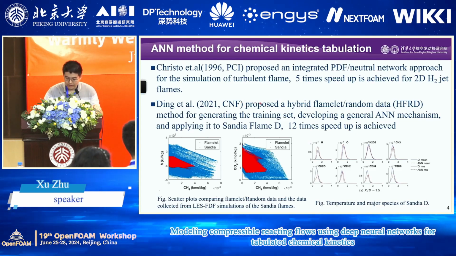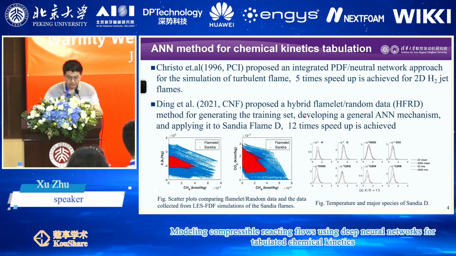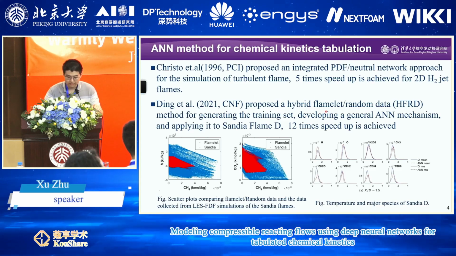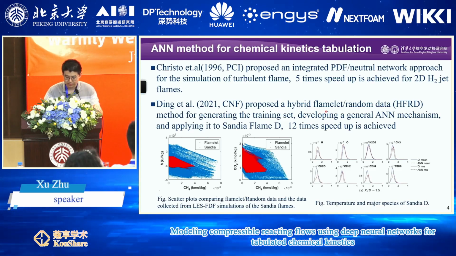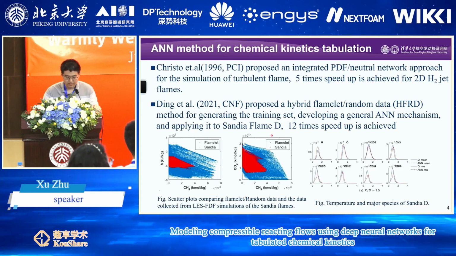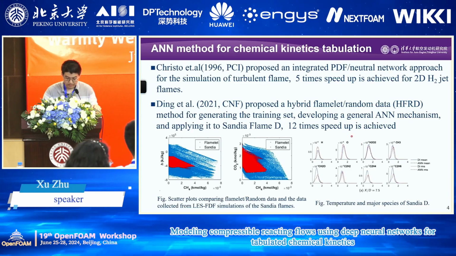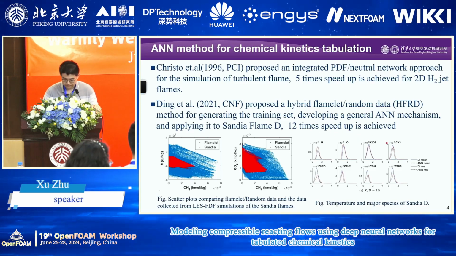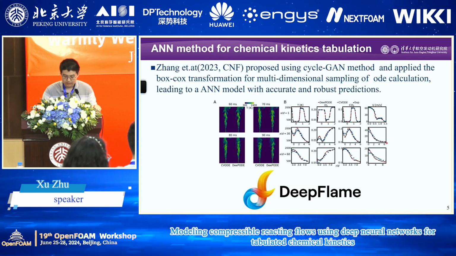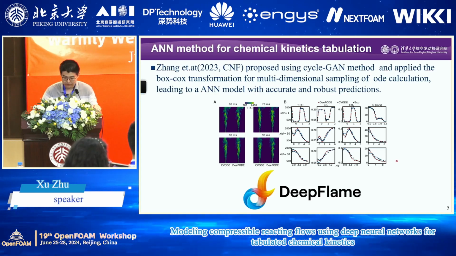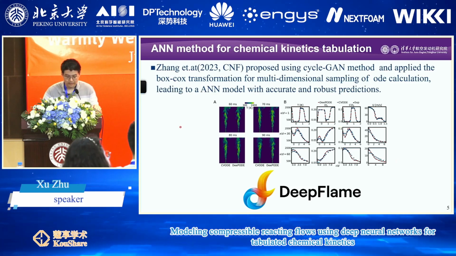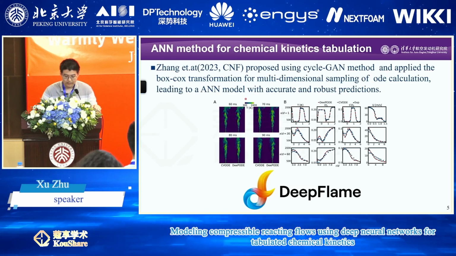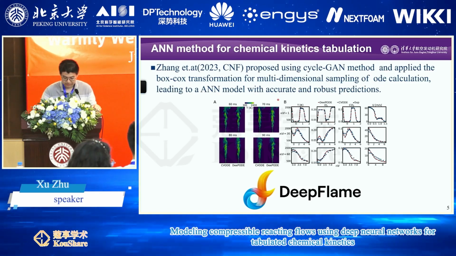In his paper, they sample not from the case they modeled, but from low-dimensional flamelet and random data. So they could develop a general ANN method and apply the general mechanism to Sandia flame D and still get a benefit of 12 times speed up. And in 2023, Zhang et al. expanded the idea by using the cycle-GAN method and applying a Box-Cox transformation to multidimensional sampling of ODE calculation, leading to an ANN model with accurate and robust predictions.